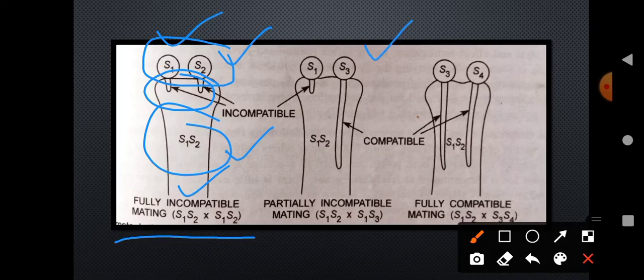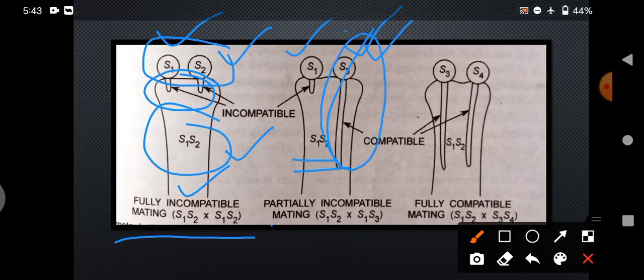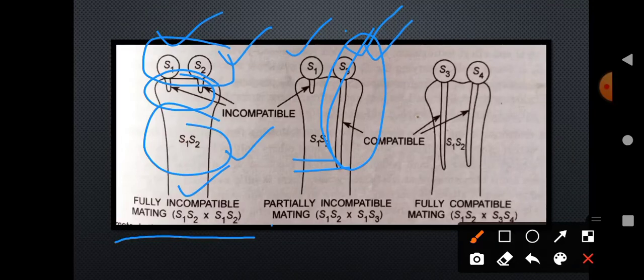And in the second diagram we can see one pollen is S1, that is, it is produced on the same plant because the genotype is S1 and S2, and the other pollen has the genotype S3, right? So S3 means this pollen has come from a different plant, so it is cross pollination. So here it is partial incompatibility, that 50% of the pollens have come from other plants, and 50% of the pollens are from the same plant. So when self pollination happens, they will be incompatible, there will not be any seed setting. But when there is cross pollination, then the seed setting takes place.